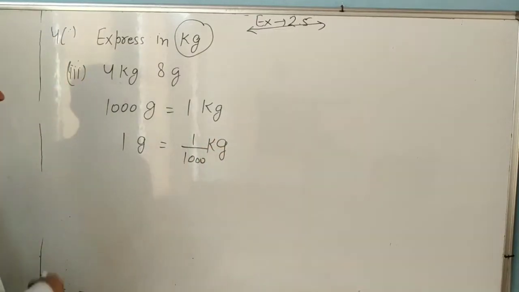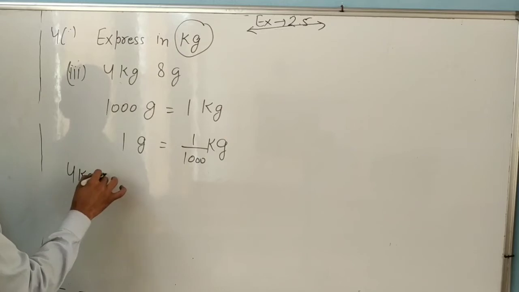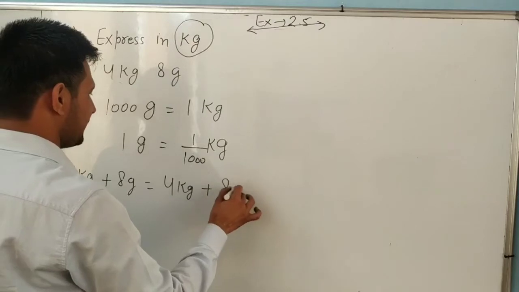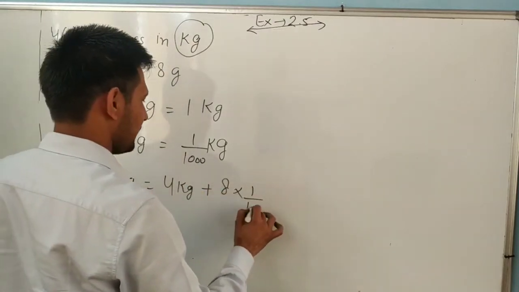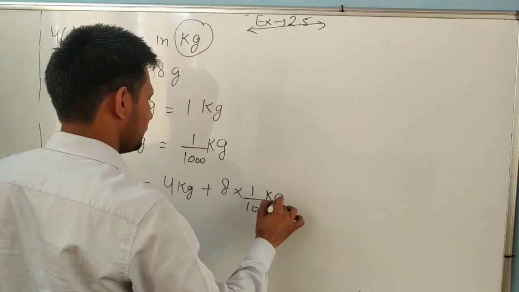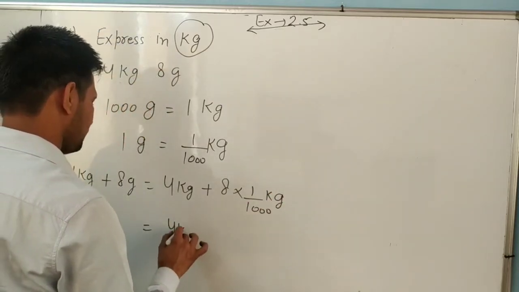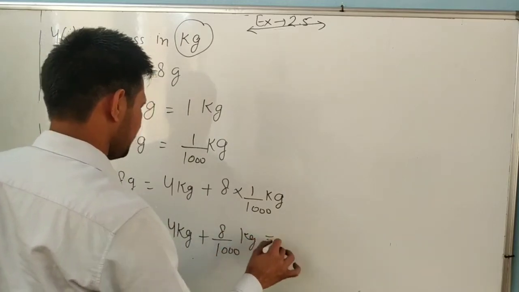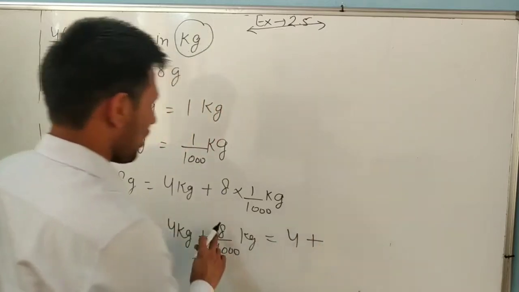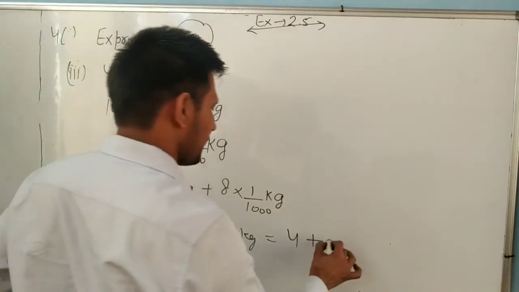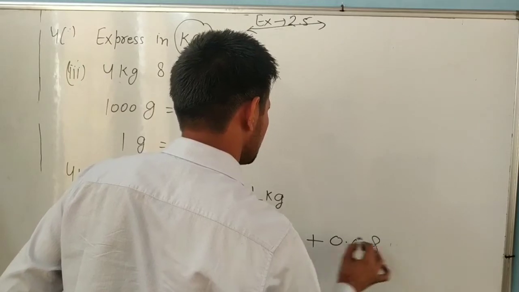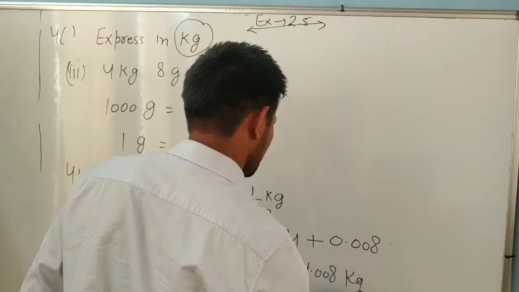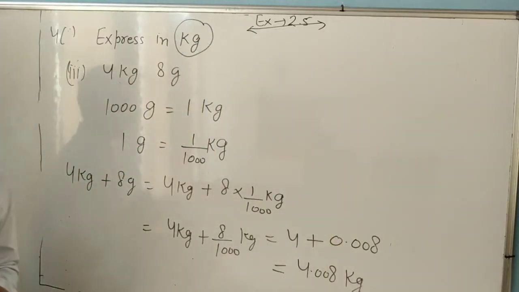So we need 1 gram equal to 1 by 1000 kg. Now we will write 4 kg plus 8 gram equal to 4 kg plus 8 into 1 gram, 1 by 1000 kg. So 4 kg plus 8 by 1000 kg. How many zeros in denominator? 3. So therefore after decimal 3 digits. So it says 4.008 kilogram. It is your answer. So you have to do the rest yourself.